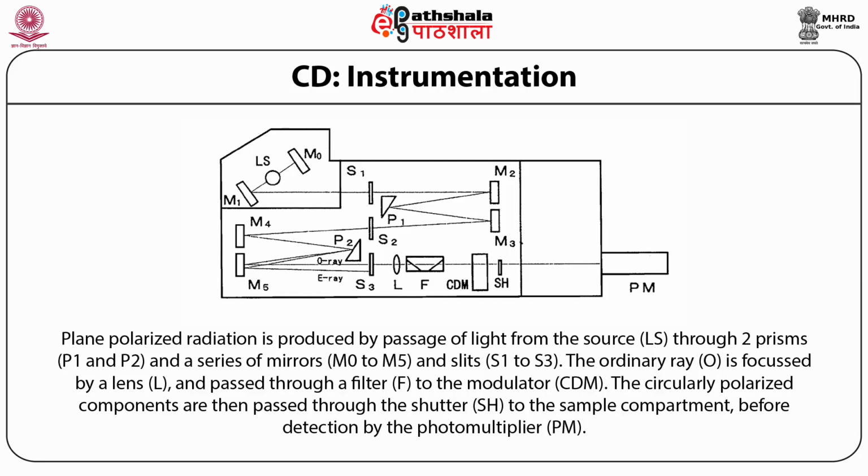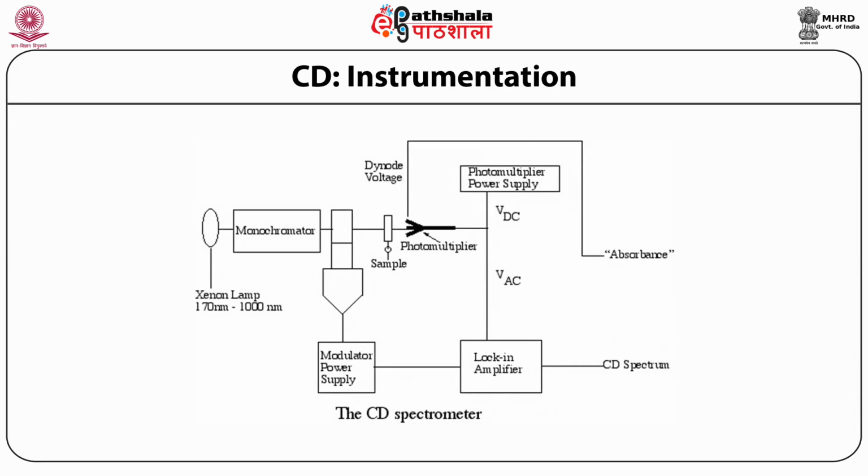The ordinary ray O is focused by the lens L and passed through a filter F to the modulator CDM. The circularly polarized components are then passed through the shutter SH, as you can see here in the figure, to the sample compartment before detection by the photomultiplier tube for signal production. We discuss the simple diagram of the CD polarimeter.